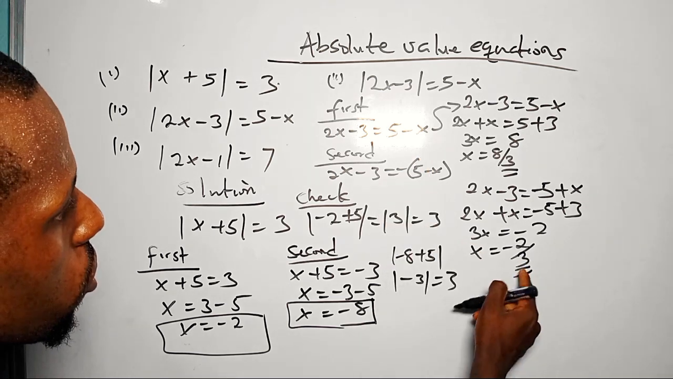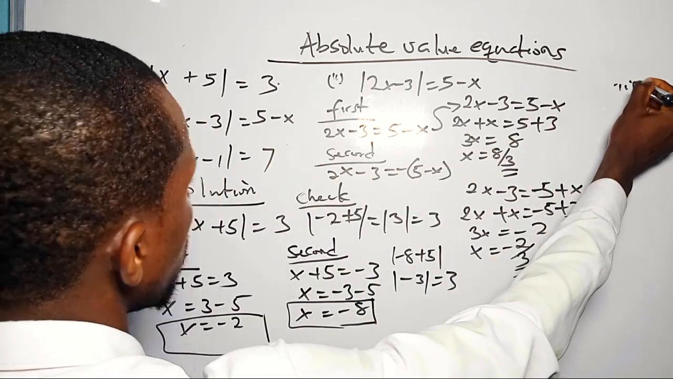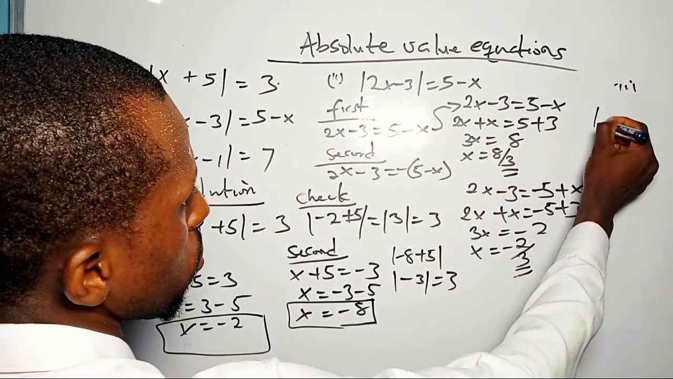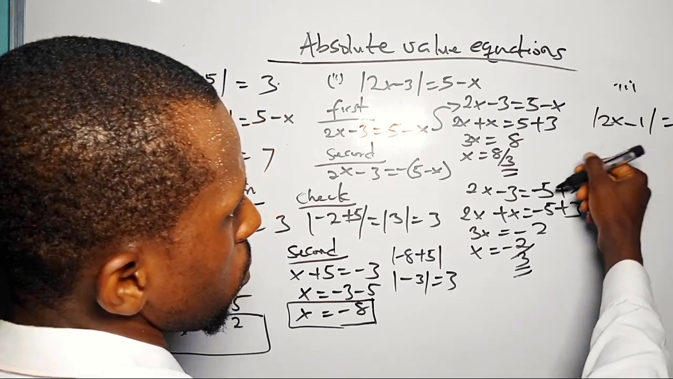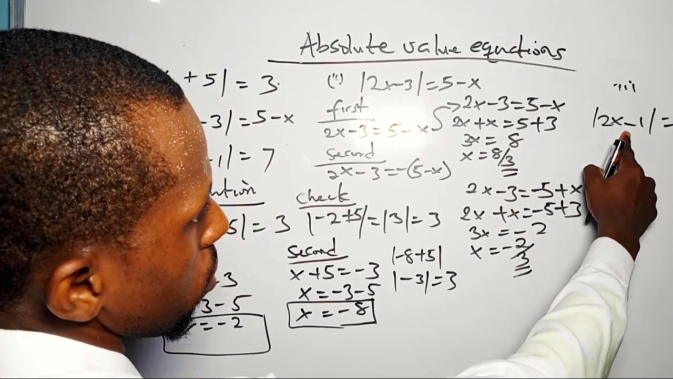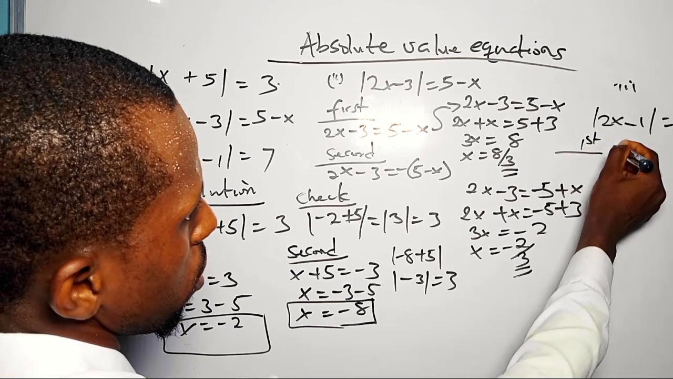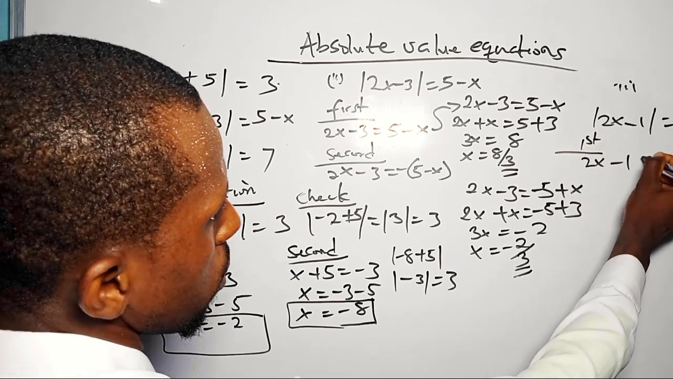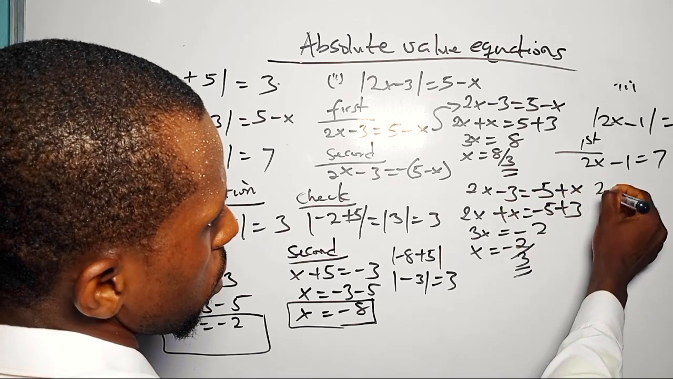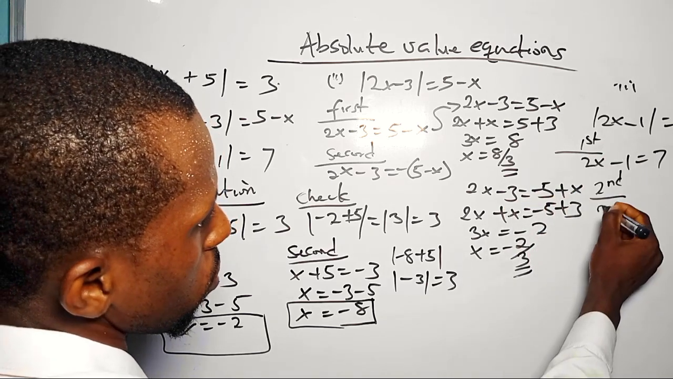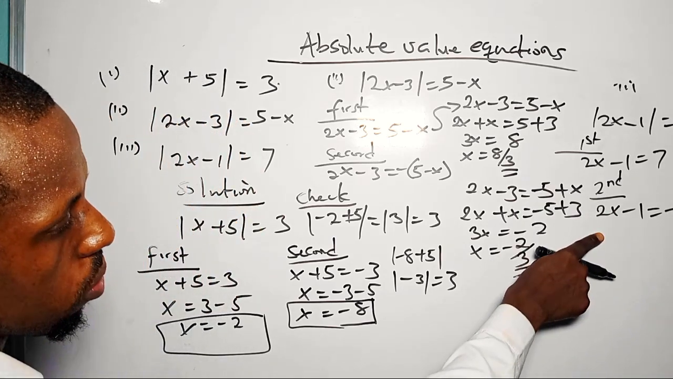This is the second solution. And for the third equation, we have the absolute value of 2x minus 1 equals 7. Let us assume this to be positive 7, which is the first equation. So we have 2x minus 1 equals positive 7. And the second case, we can have 2x minus 1 equals minus 7. So the two sets of equations are established.